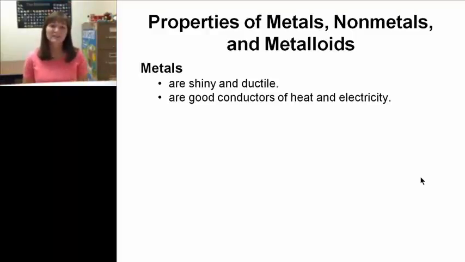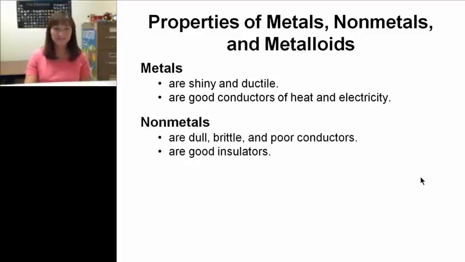Metals are good conductors of both heat and electricity. Nonmetals, on the other hand, are dull, brittle, and poor conductors. Because they're poor conductors, they're used often as insulators.